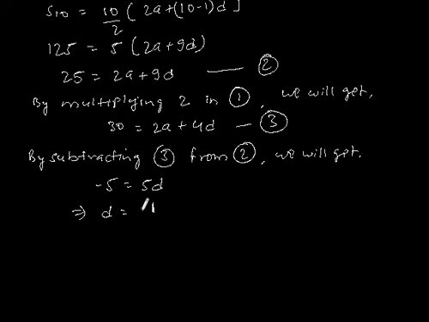Now from equation 1, putting the value of d, we will get 15 is equal to a plus 2 into minus 1.